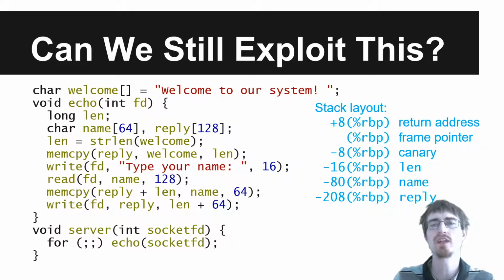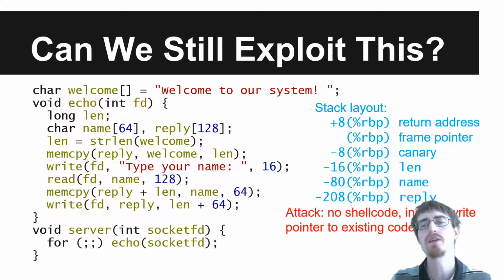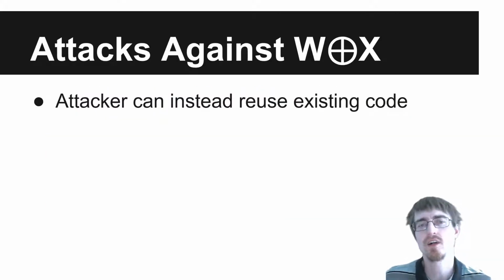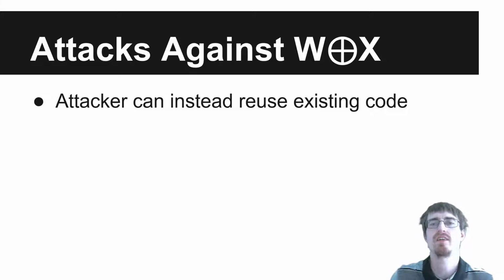And the new solution is actually to not inject any code. This is no longer possible, but instead reuse existing code. So instead of writing a pointer to our own shellcode, we write a pointer to existing code and see if we can use that in a way that would be useful for an attacker. This is what we will discuss now. The attacker can no longer inject code, but they can reuse existing code.